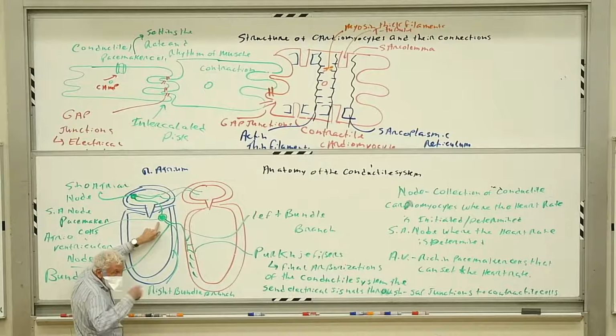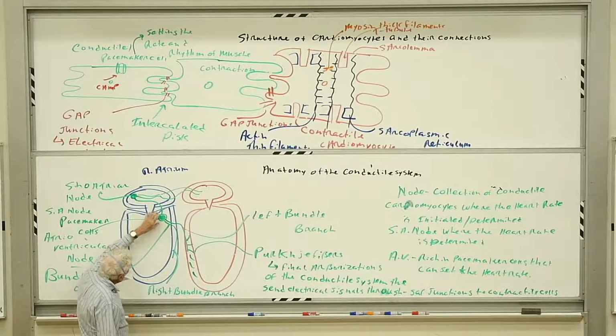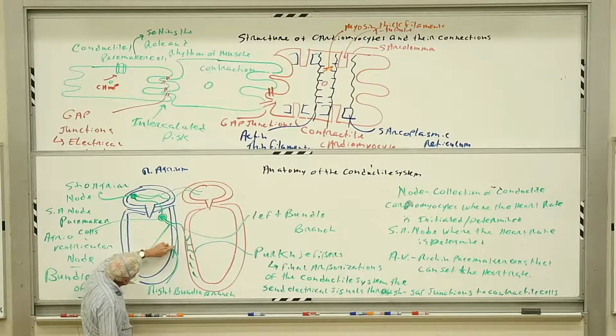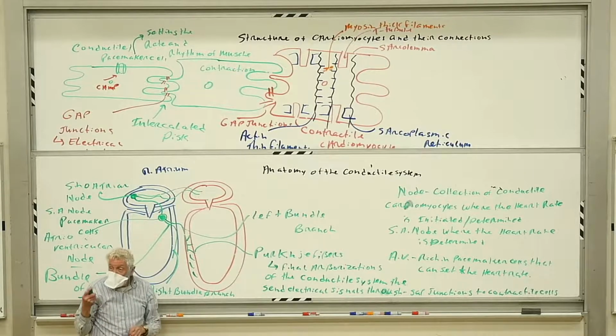It's regenerated in the AV node because this is a bundle, a collection of conductile pacemaker cells. That action potential then propagates through the bundle of His, the left and right bundle branches, and then down to the Purkinje fibers to deliver the electrical charge to the contractile cells. Now, a question came up in the first lecture, so I'll repeat it here. It's a really important point.